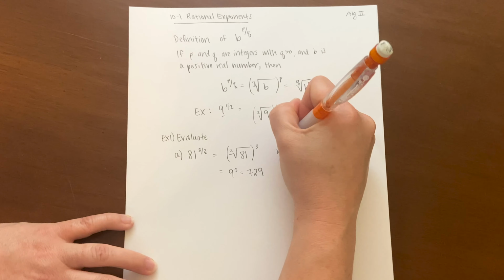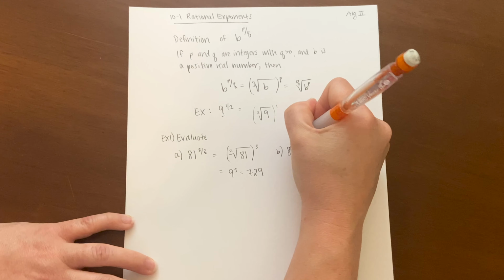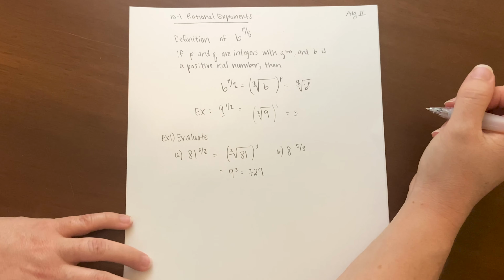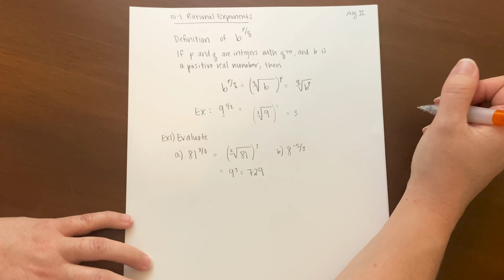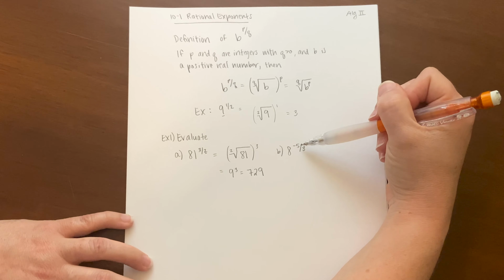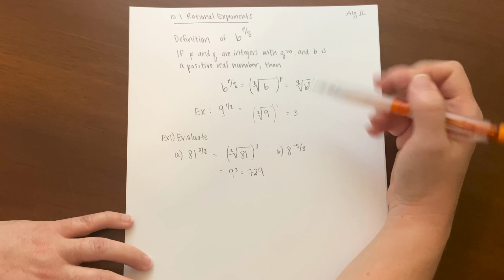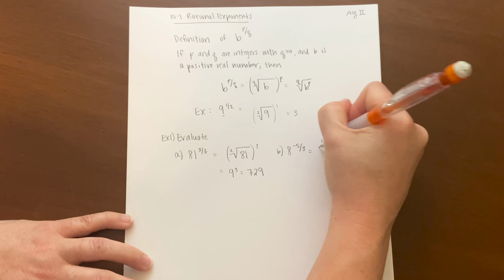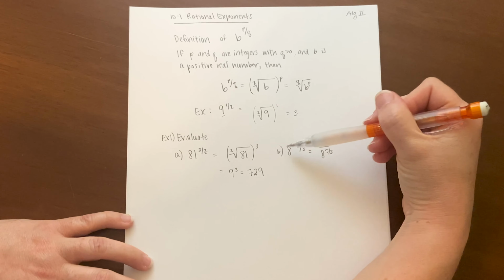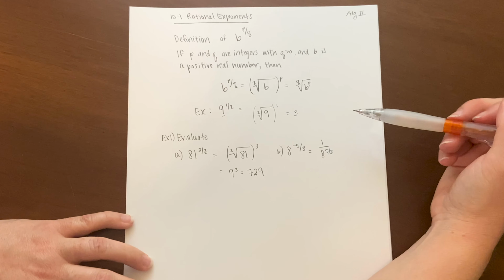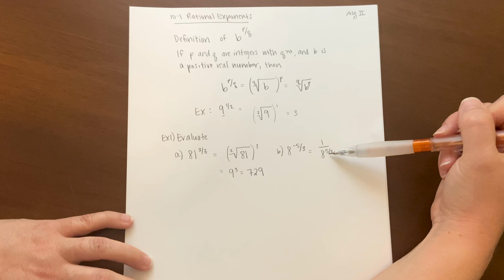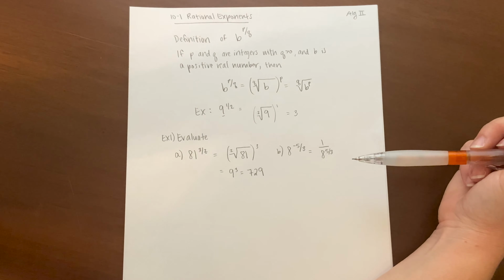All right, let's try another one. If we have 8 to the negative 5/3. Now, this is going to require that you recall some previous knowledge from another chapter when we talked about negative exponents. So hopefully you remember that when you have a negative exponent, the way you make it a positive exponent is you move it to the other part of the fraction. So if we start with 8 to the negative 5/3 power, it becomes 1 over 8 to the 5/3 power. When we move that down to the bottom of the fraction, it becomes a positive exponent.